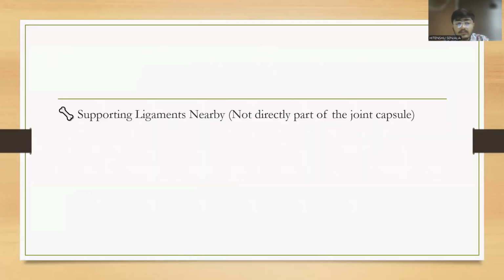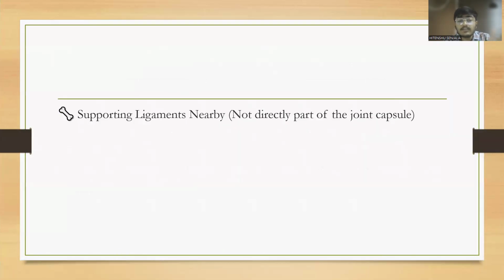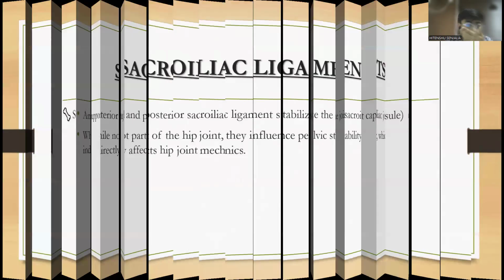The acetabular labrum is also known as a supporting structure nearby, and it is not directly part of the joint capsule.